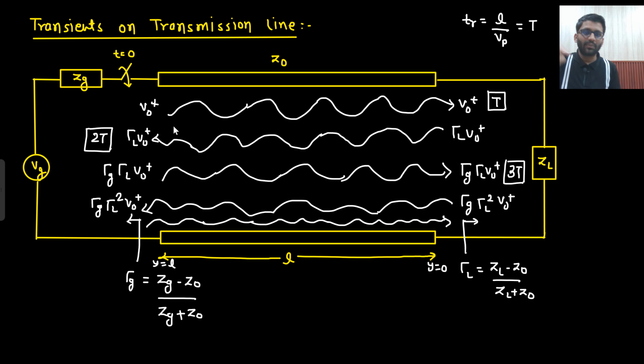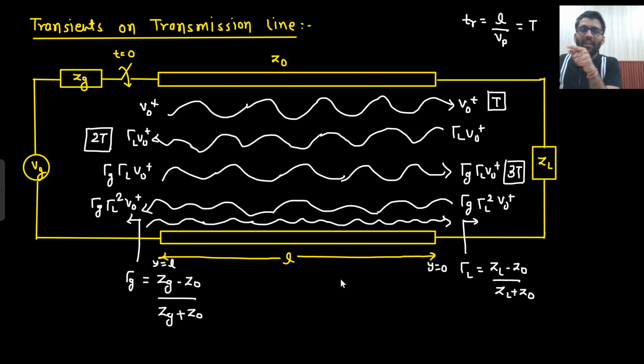So if I ask you at time t equals 2t, then all these three things are there, right? At t equals 0, V naught plus was there. Then some voltage came, gamma L V naught plus. It took time t to reach here. That would be gamma L V naught plus. Now again it is reflected back, so again it took time t. So t plus t, 2t. So at 2t time you are having gamma L V naught plus as well.